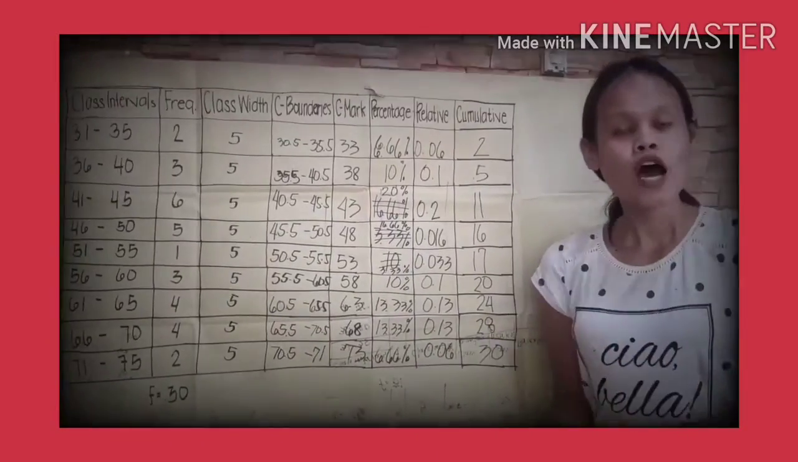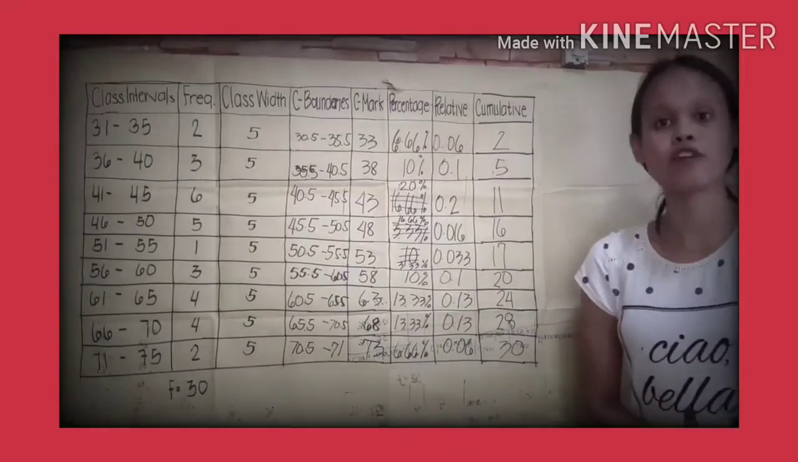So that's it. That's how you're going to solve the types of frequency distribution table as well as the variations of frequency distribution table.